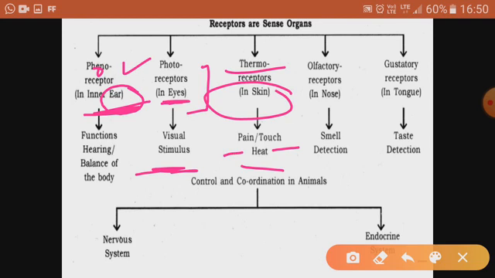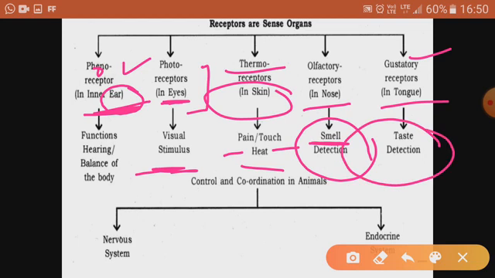Then we have olfactory receptors, which are present over the nose, and they detect smell. So here smell will be the stimulus. Then gustatory receptors, they are present over the tongue, and what will be the stimulus for them? Taste.